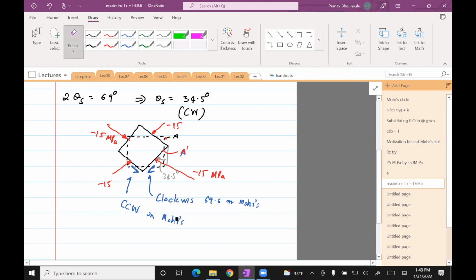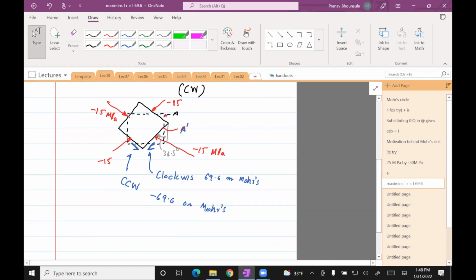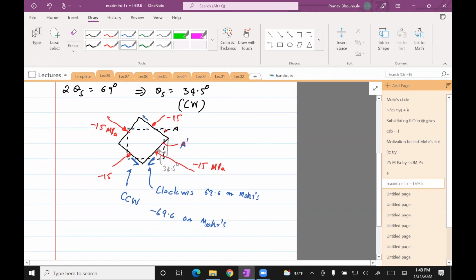So are they always opposite? Yes, that's complementary shear. And then you can just show that in the equal and opposite direction. This is a complementary shear. You'll always see that they are in the direction shown. They'll always be equal magnitude, and one will be clockwise, one will be counterclockwise.